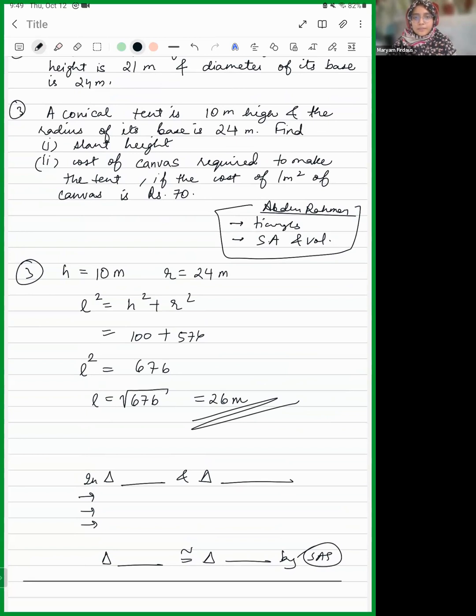Okay, Avni, we'll do one thing. Just after this question, we will discuss your worksheet. Okay, ma'am.